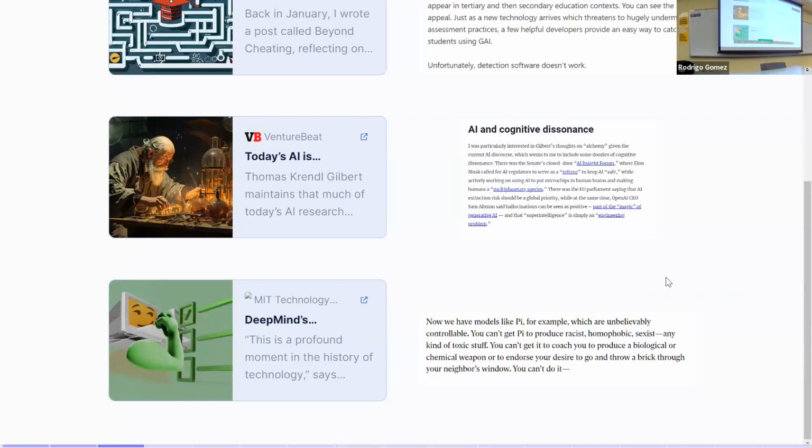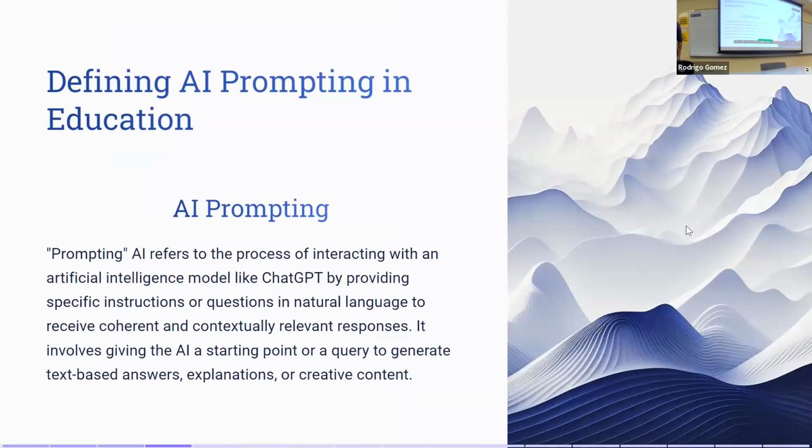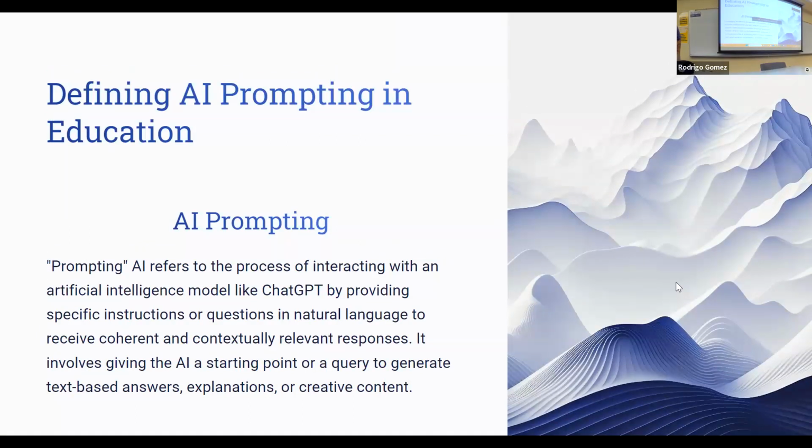And if there are questions in the chat, pause me and I'll respond to those. But let's define some prompting. I know we sort of got into it last time. A more specific definition would be the process of interacting with an AI model like ChatGPT and giving it specific instructions. So really prompting is commanding.